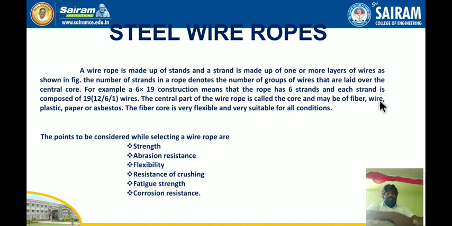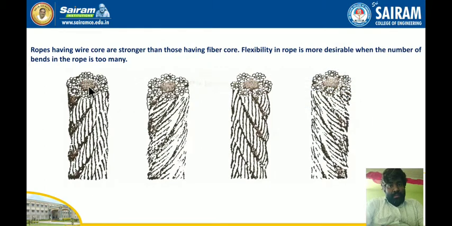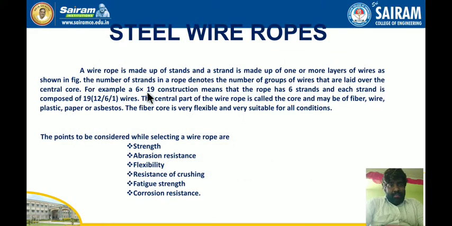The other type of rope we are going to use is the steel rope. A wire rope is made up of strands, and a strand is made up of one or more layers of wires, as shown in the figure. The number of strands in the rope denotes the number of groups of wires laid over the central core. In the center is the core material, which is covered by the strands. For example, 6 into 19 construction means the rope has 6 strands and each strand is composed of 19 wires.